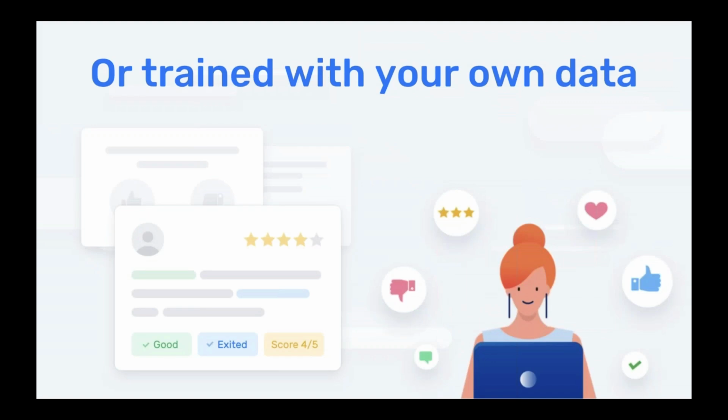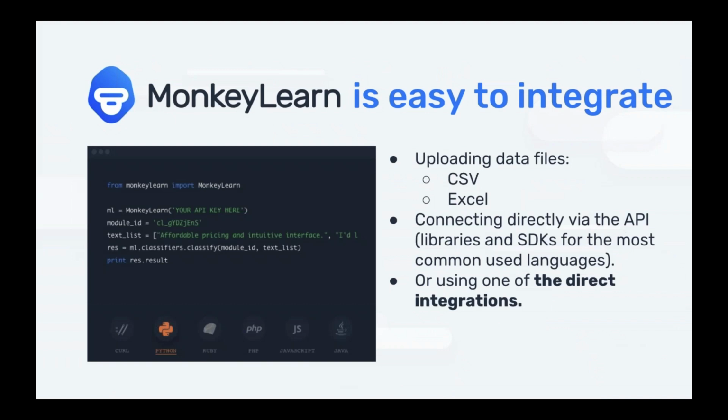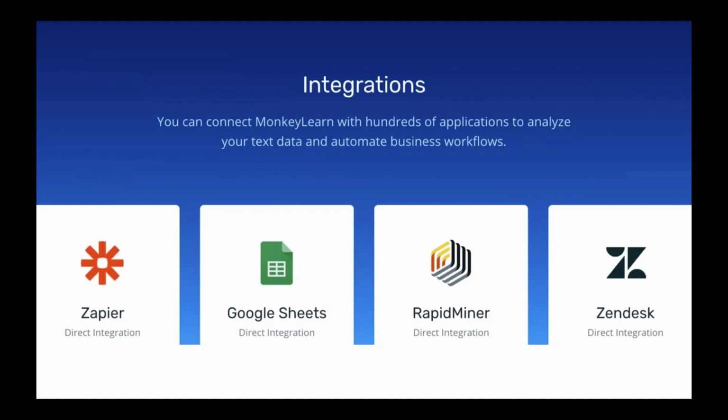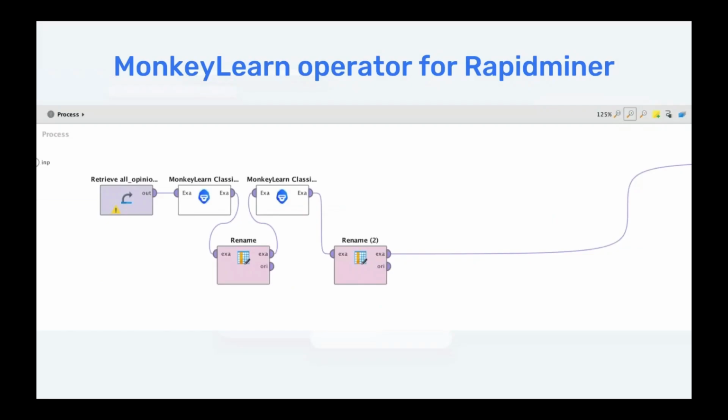We also have the capability for you to create and train your own models with your own data, either classification models or extraction models. The idea is that MonkeyLearn is a product that is very easy to integrate. Obviously, we are mainly an API business, but you can also use CSV data, Excel files, and you can connect with libraries for the most commonly used SDKs like curl, Python, Ruby, PHP. But mainly what our customers end up doing, at least initially, is using one of our direct integrations, like Zapier, Google Sheets, Zendesk, and obviously RapidMiner, which is a tool I really love. It makes my work very, very easy, at least when doing demos.